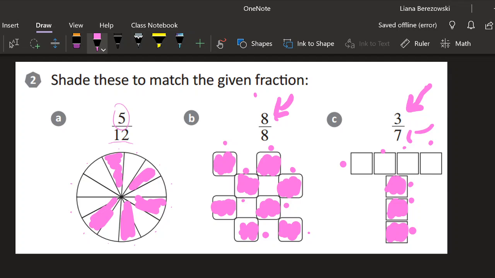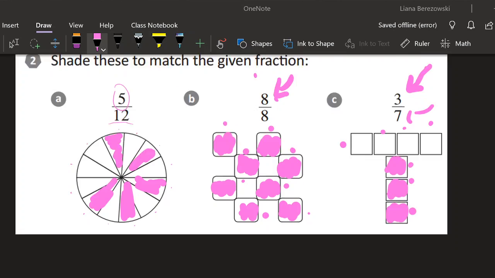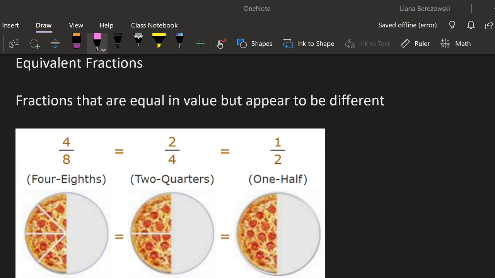Really easy questions, matching up the fraction and then to the shape. Okay, so you do have a couple of questions like that on your assignment. So that's just good practice, but you guys shouldn't have too much trouble with that. All right, let's get into our next topic here. Okay, so we've talked about proper fractions.